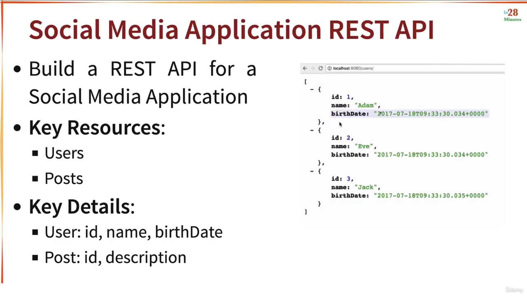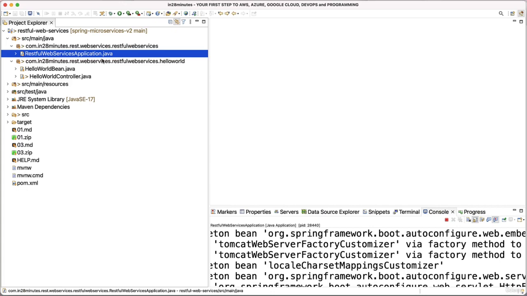Starting this step, let's start building the REST API for the social media application. As we talked about earlier, the key resources are users and posts. Let's focus on getting the fundamentals ready for users in this specific step. For the user, I would want to store ID, name, and birth date. So let's create a bean for user with ID, name, and birth date.